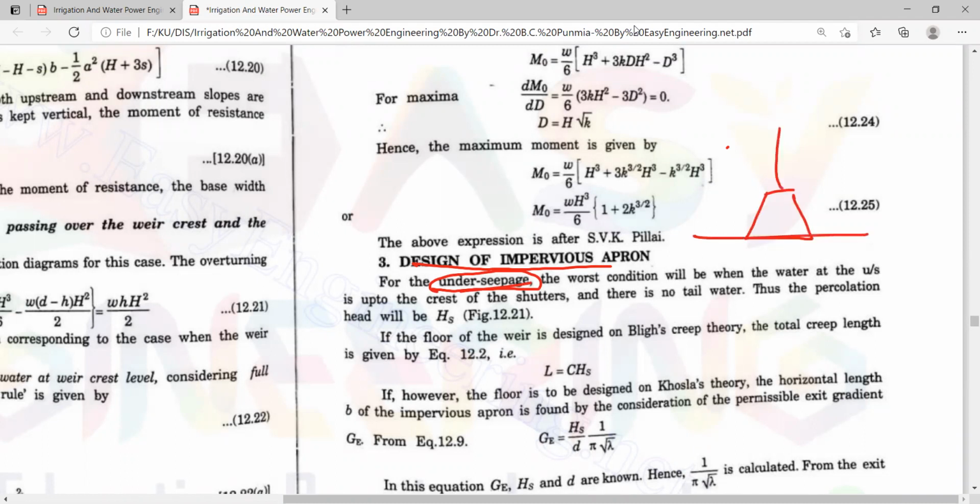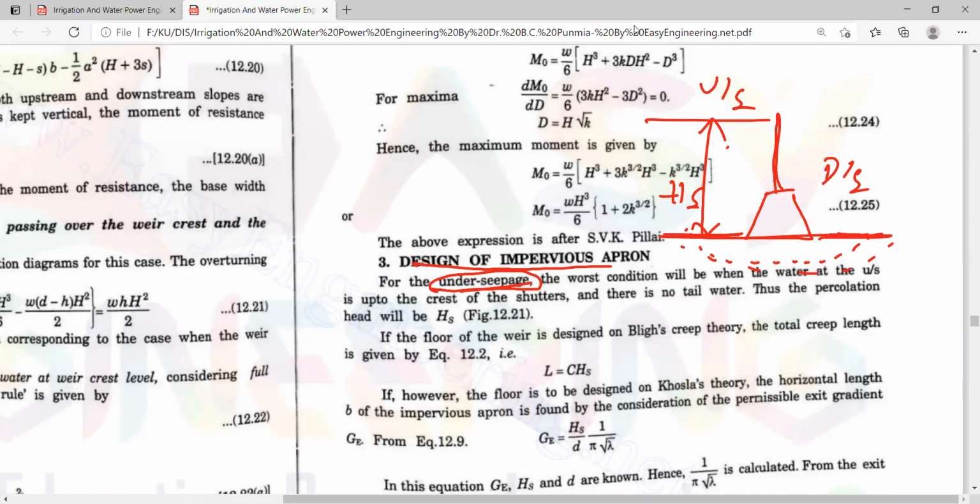So this is the weir. This will be the HS. The seepage pressure entirely depends upon the HS value. Seepage means there is no water here. So this is the upstream side and this will be the downstream side. Because of the head difference HS from upstream to downstream, water will seep like this. So we need to design the impervious off-runs.